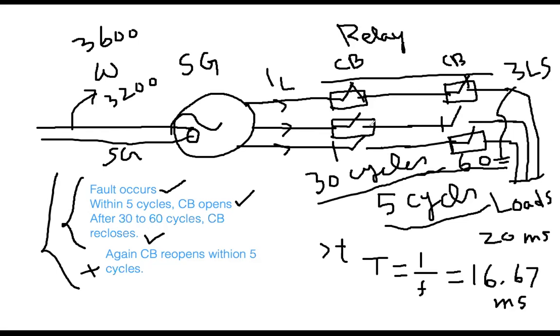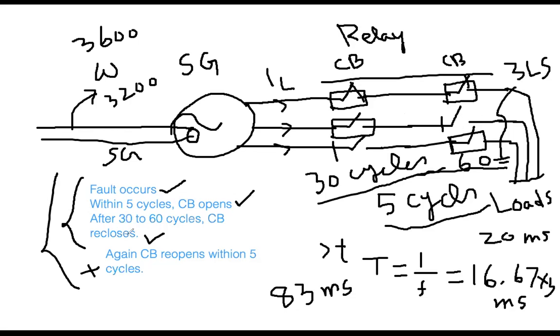Therefore, these circuit breakers are equipped with a sophisticated, intelligent controller. They will understand that some fault happened, and that fault-understanding time is 5 cycles. It will not open immediately. Do you understand? 5 cycles, with respect to 60 hertz, means 16.67 milliseconds multiplied by 5, which is about 83 milliseconds. That time is needed to open the breaker. That is the meaning of 5 cycles.